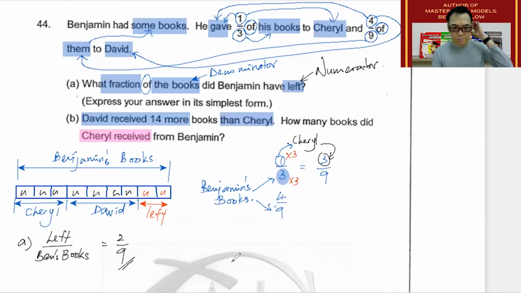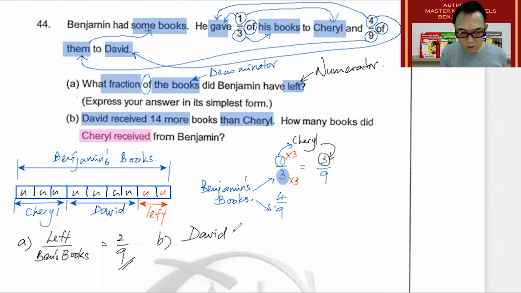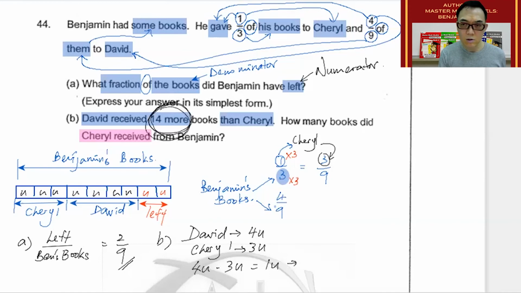So now we go to B. In B, it says that David received 14 more books than Cheryl. David has got 4 units. Cheryl has got 3 units. If you want to make it very clear, you can always just write this. David, that's 4 units. Cheryl, that's 3 units. So 4 minus 3 is the difference. And that is the 14 more. The word "more" here represents difference. Books.